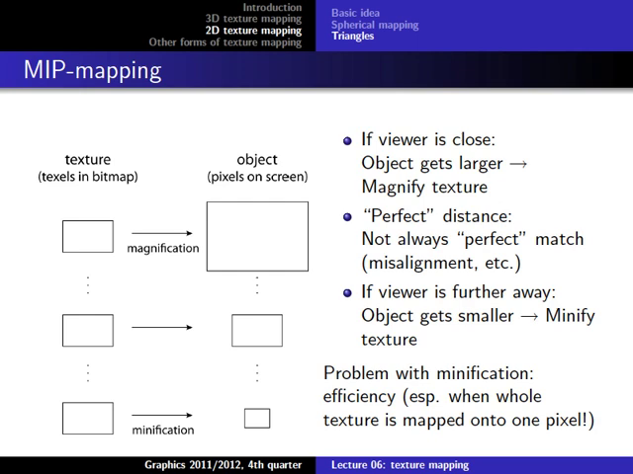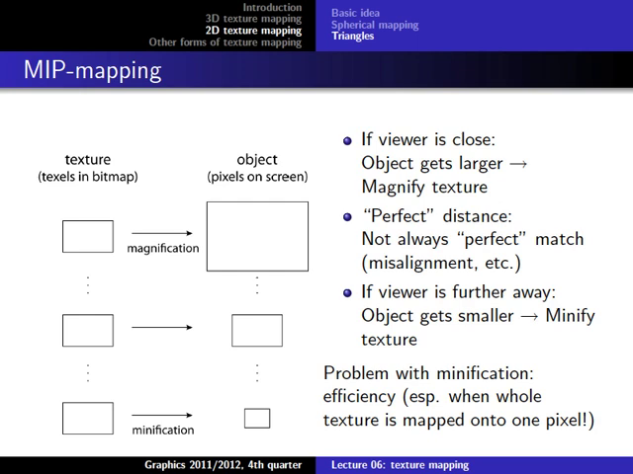The problem with these textures is, of course, depending on the size of the texture, if you map a small texture to a very large object, you have to make it larger. That means you have to map one pixel or one single texel to multiple pixels, or the other way around. If you have a large texture and put it on a very small object, you have to decrease the size.